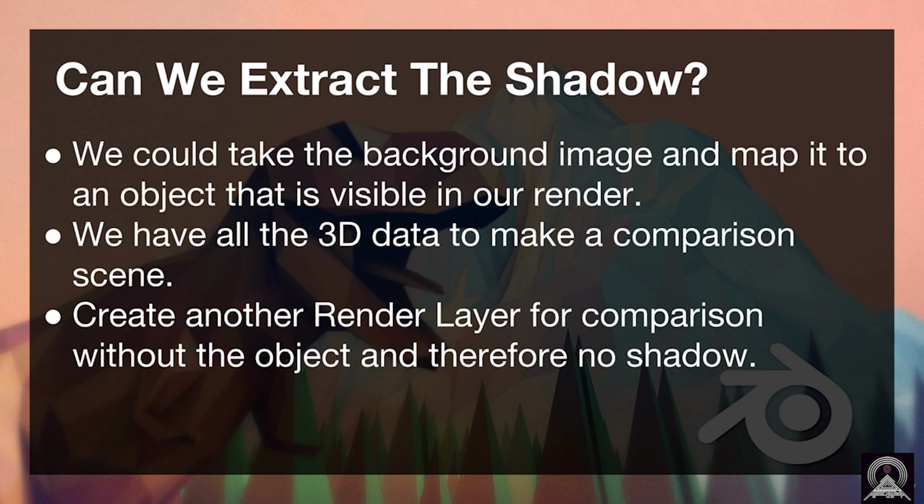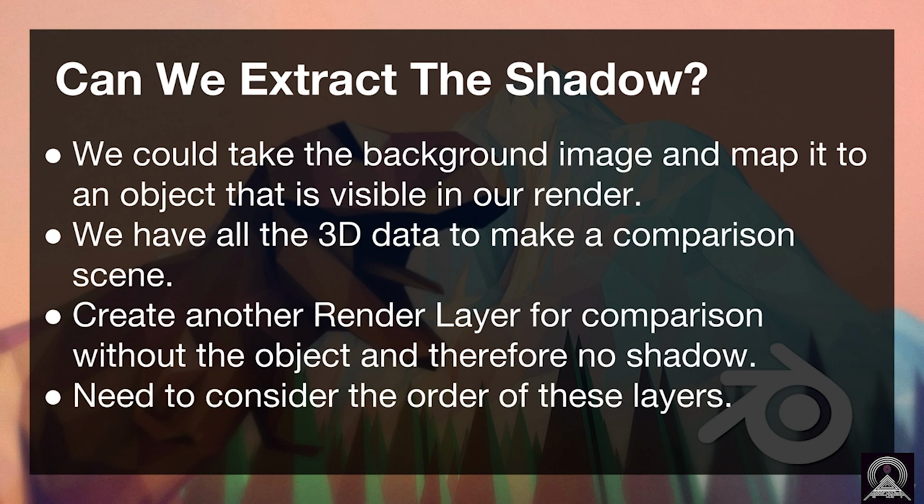And finally, we do need to consider the order of these layers. And by layers, I'm not specifically talking about the render layers, but we are going to have our background image, the render layer with everything on, and the render layer for comparison. So we've got those 3 layers. If we combine them in the wrong way, now there's not going to be too many permutations with 3 of them, but if we combine them the wrong way, you're not going to get the desired result. And we'll play with that and see what we get. So let's see if we can go extract that shadow and hop on over into Blender.